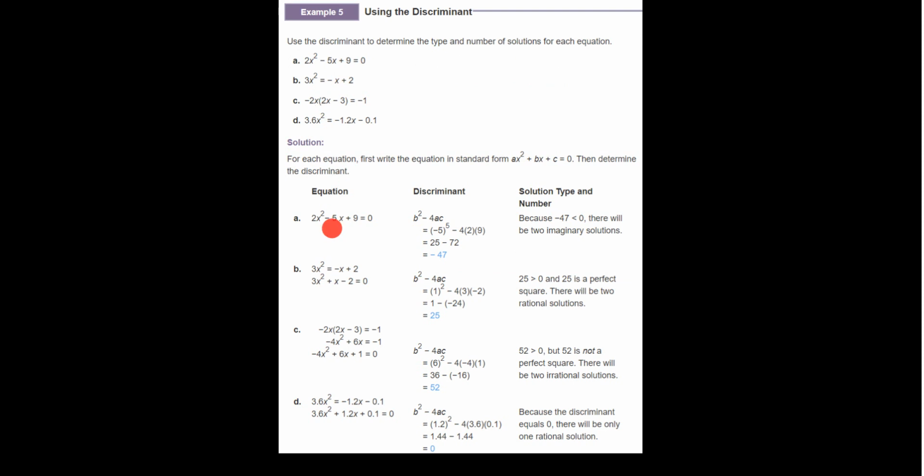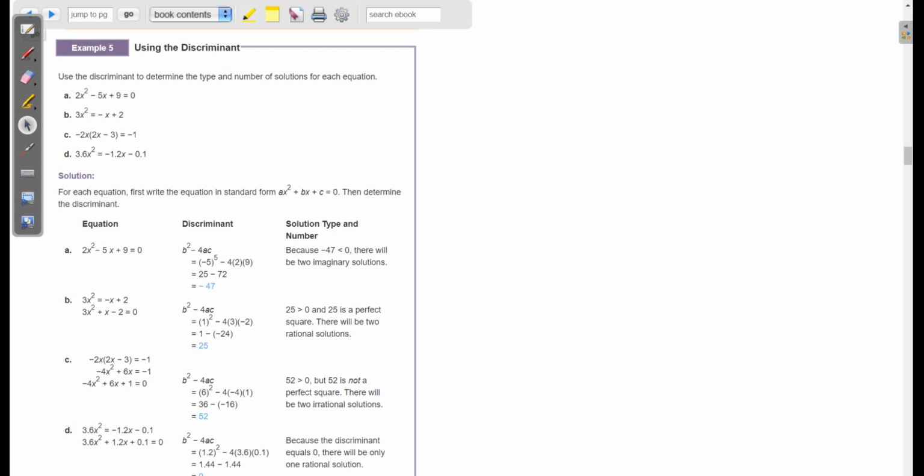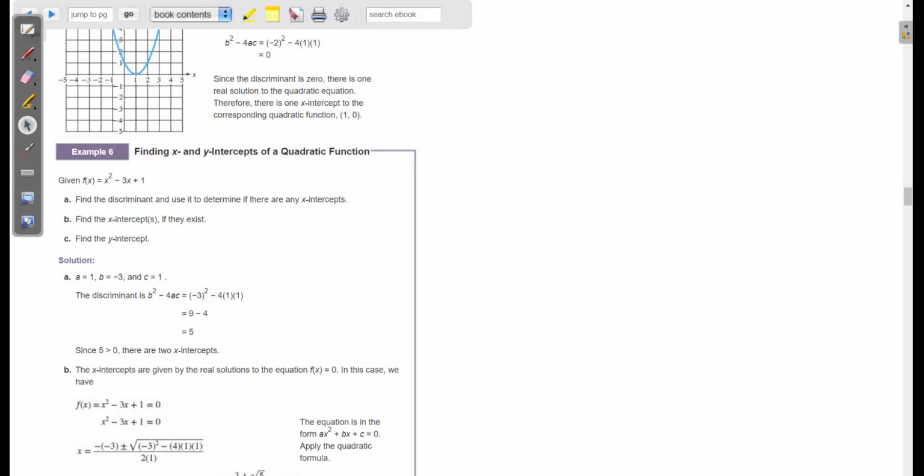Same procedure for b. We get the discriminant of b, which is 25. We know that 25 is a perfect square, so there are two rational solutions. 52, the discriminant of c, is not a perfect square, so there are two irrational solutions. And lastly, the discriminant is equal to 0, and since the discriminant is equal to 0, we know there's only going to be one solution. That's going back to what I said about if this 33 was a 0. So the discriminant's pretty easy. And of course, we're going to do more than just that.